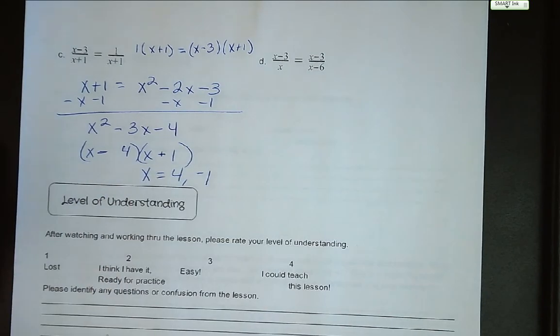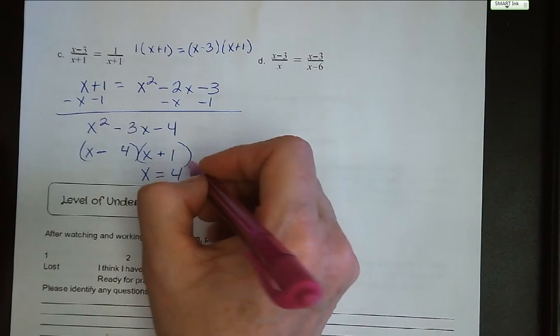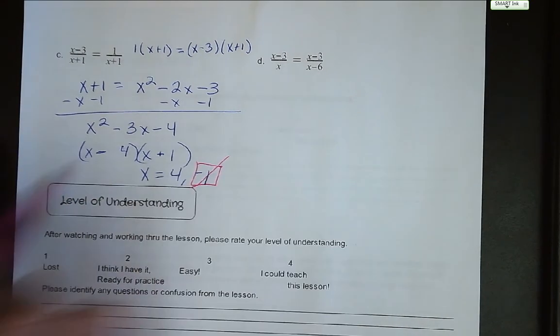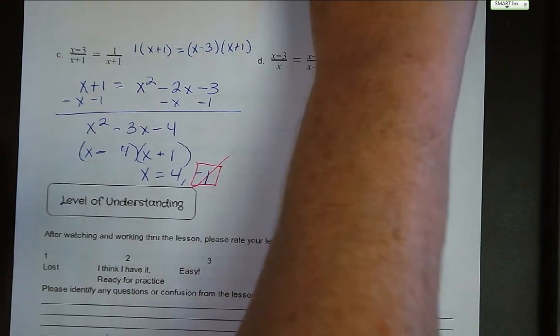And if we look up there, we can see, well, negative 1 would make our denominator 0. So that would be our extraneous solution.